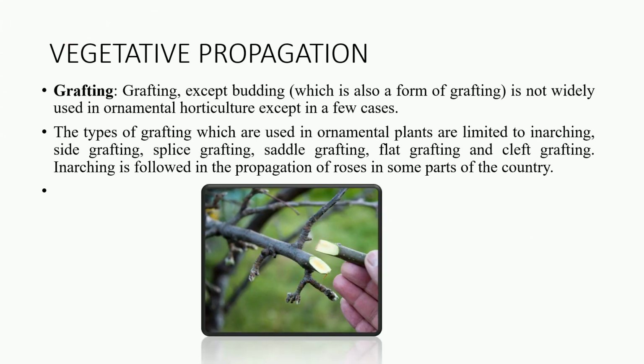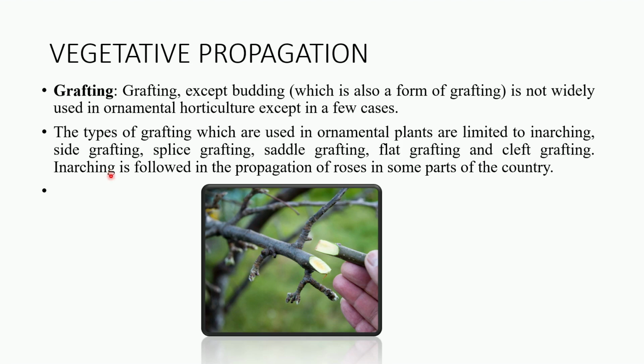In grafting, except for budding, it is not widely used in ornamental horticulture except in a few cases. Some of the types of grafting used in ornamental plants are limited to inarching, side grafting, splice grafting, saddle grafting, flat grafting, and cleft grafting. Inarching is followed in the propagation of roses in some parts of the country. And for the method of side grafting, followed in some cases of roses, examples are amla and mango, sapota, jack, apple, pear, avocado, West Indian cherry.